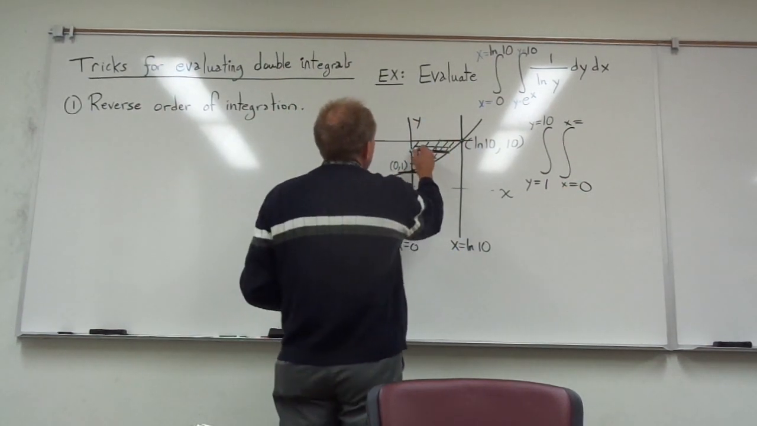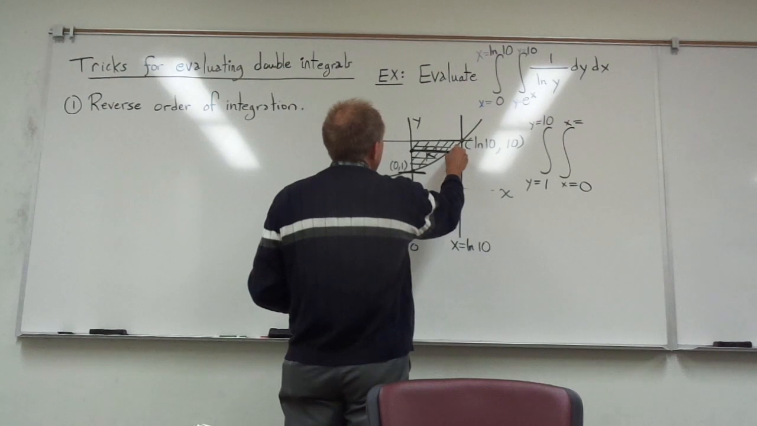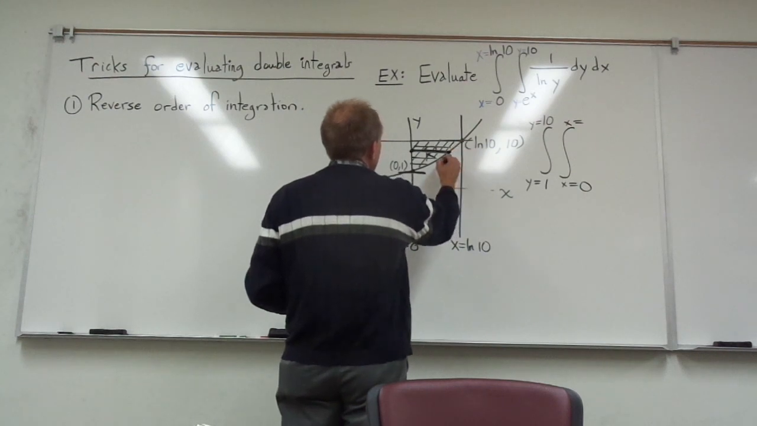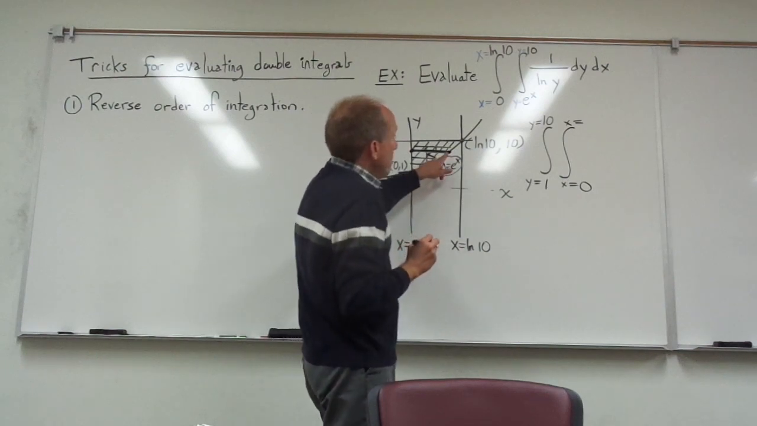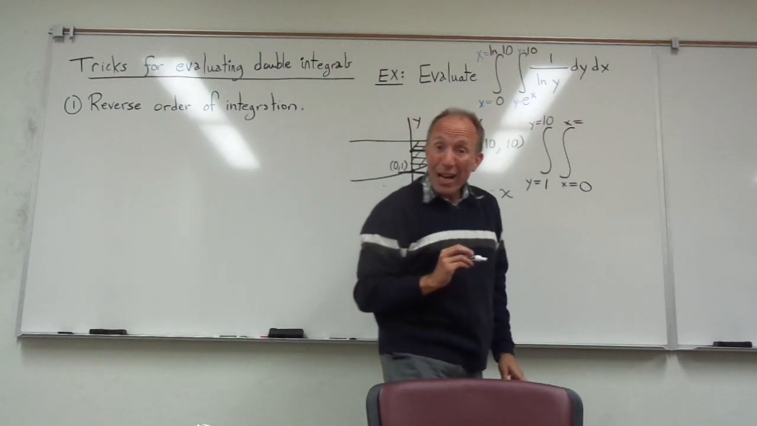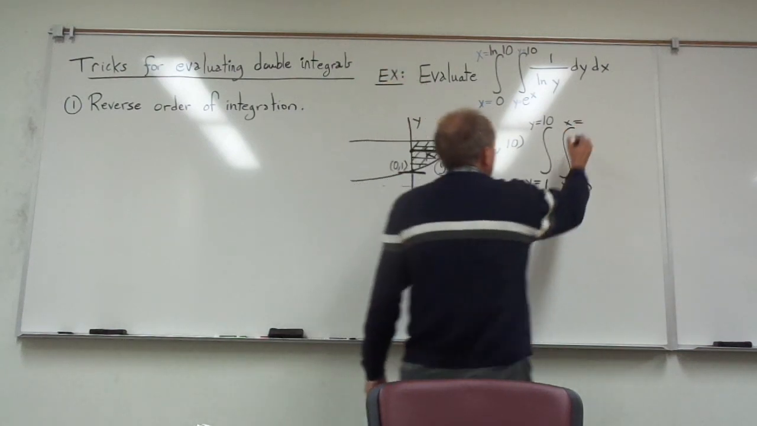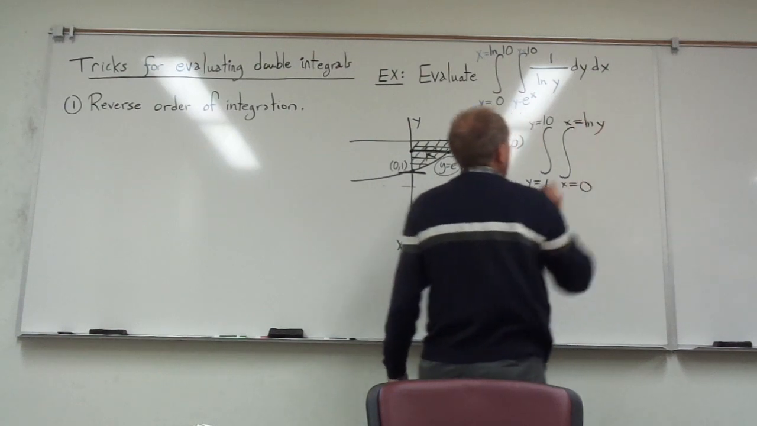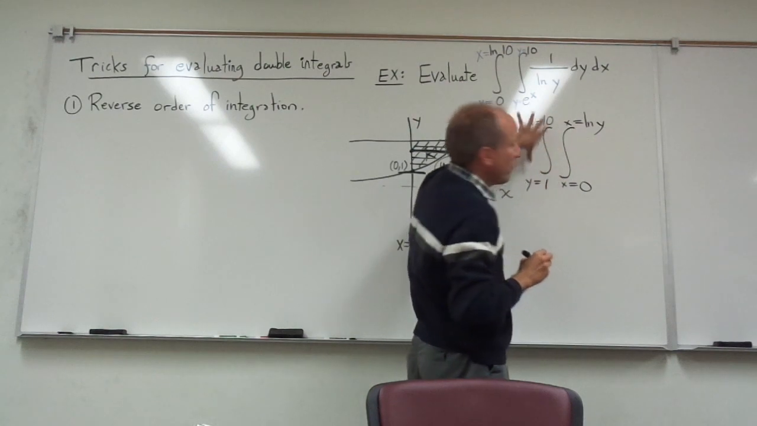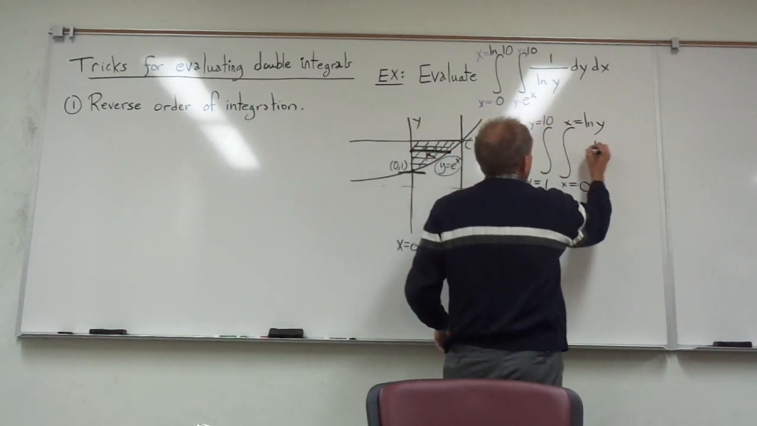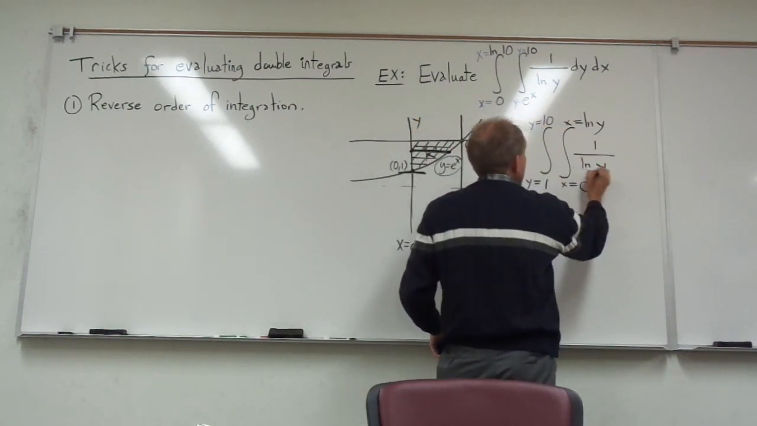And I stop integrating when I hit this curve. This curve is the equation y equals e to the x. But remember, we have to actually solve that for x right now. And when I do that, it just gives me the ln of y. Okay, so notice how the limits of integration have changed. The function that you're integrating does not change.